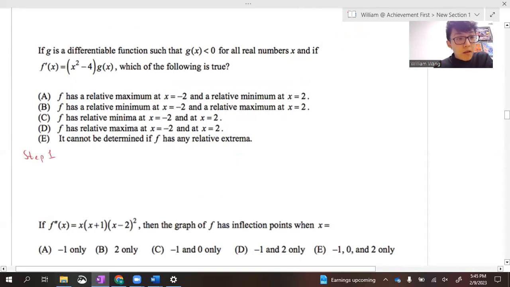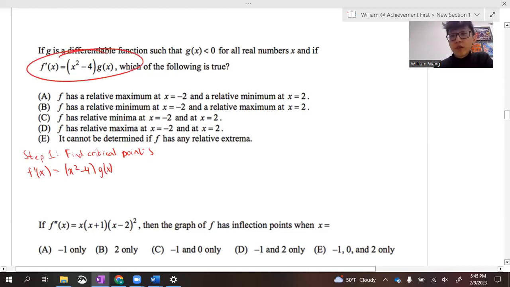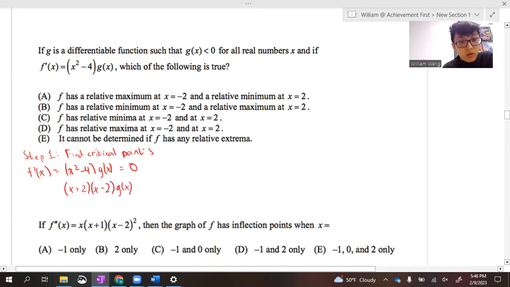Step 1, we're going to find my critical points. To find my relative maximums, my step 1 is to find my critical points, and to do that I'm going to take my derivative, f prime of x. This is another situation where they give me my derivative already, so I don't need to do any calculations. I take my derivative and set it equal to 0. So let's solve for x. To solve for my critical points, x squared minus 4 I can factor, so it's x plus 2, x minus 2, times g of x is equal to 0.